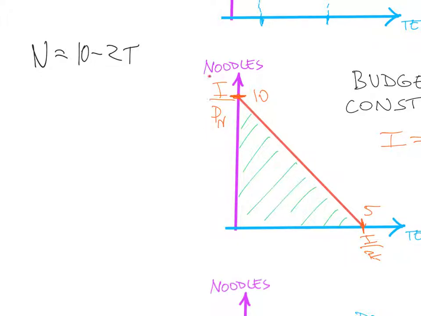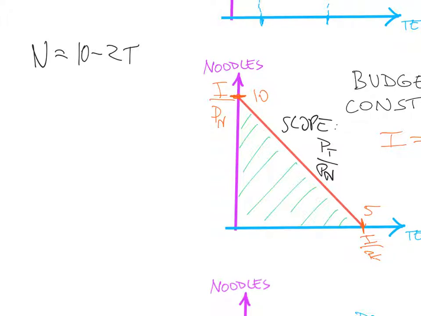So we know what the intercept is. That's the I over Pn, that's the intercept. But what you also calculated is the slope of this line. What's the slope of this line? Price of T over price of N. So why is the slope Pt over Pn? You're right, that's the slope, but if you didn't get that right away, think about that for a moment. Why is that true?